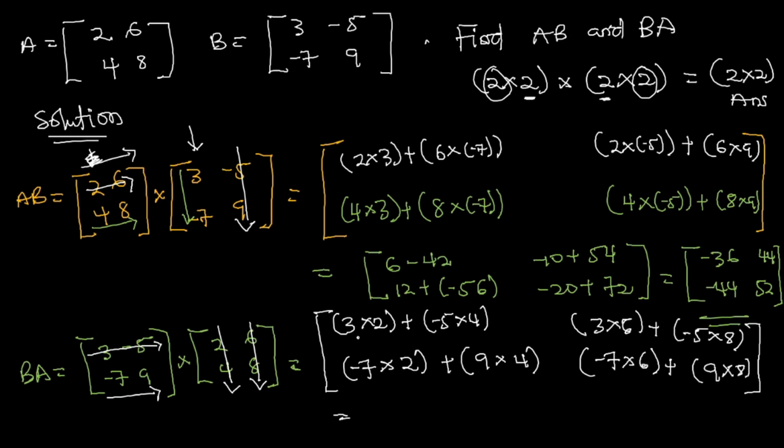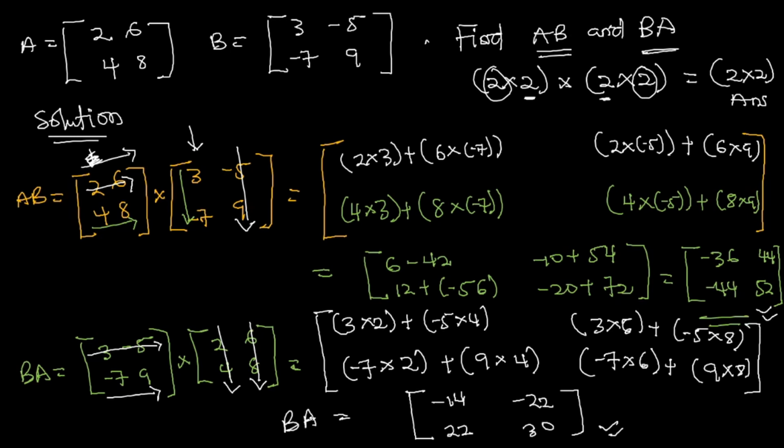Now, if we do the computation of everything over here into our calculator, we are going to get negative 14 over here, negative 22 for this side, then positive 22 for this side, and we get 30 for this side over here. So our matrix AB, this is our answer, and then our matrix BA, this is our answer if we do the multiplication.